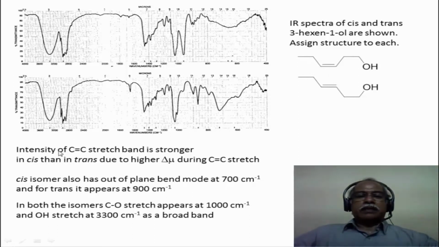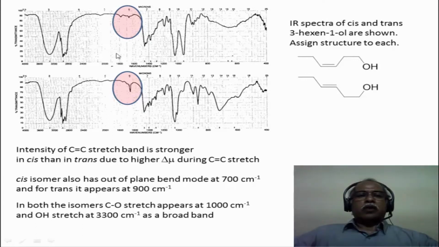The intensity of the C double bond C stretch is stronger in the case of cis than in the case of trans due to the higher change in the dipole moment during the C double bond C stretching. The cis isomer also has the out of plane bending mode at 700. Many people may not know this, but it is very useful information, whereas the trans one has the out of plane bending around 900 inverse centimeter. Both the CO stretch appears at 1000 inverse centimeter as well as the OH stretch appears at 3000.